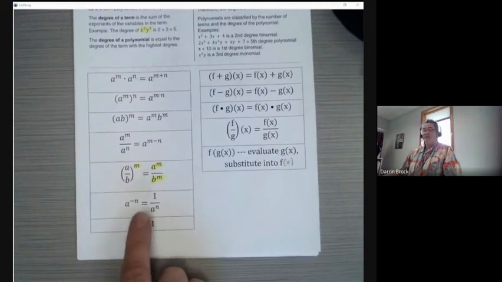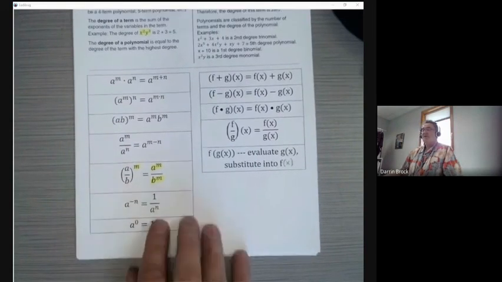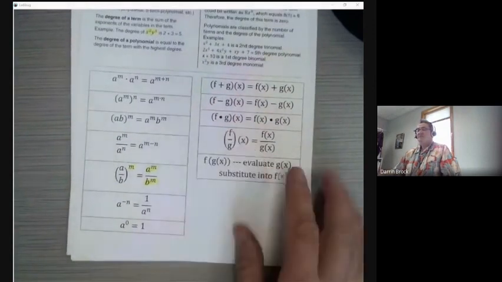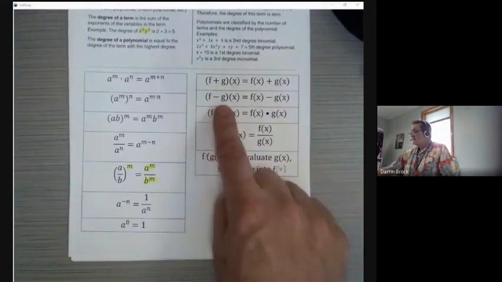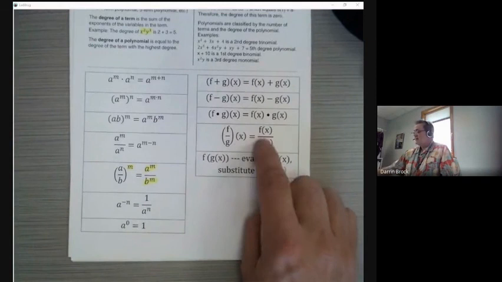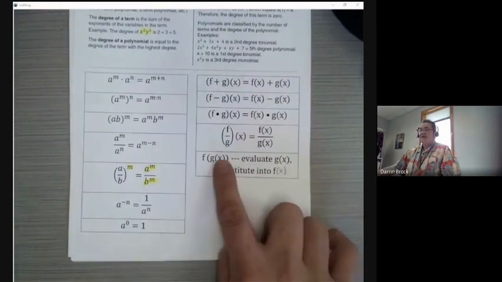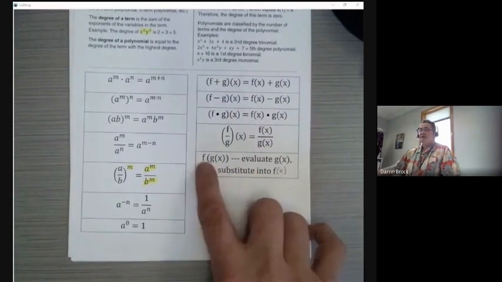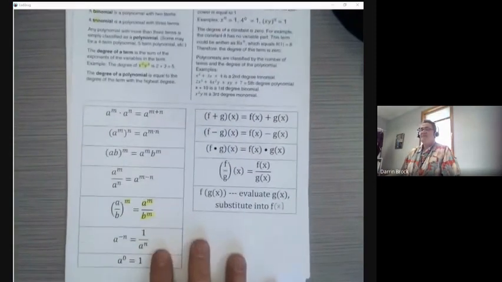And then I looked at negative exponents, the zero, and then here were the different rules. I added the minus in here. f of x plus g of x, minus g of x, times and divided. And then on this one, you evaluate g of x and then substitute that into f of x. So that would be my notes.